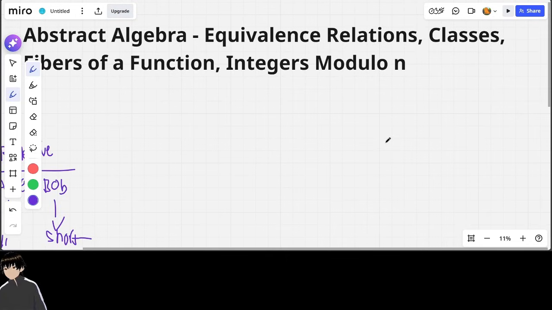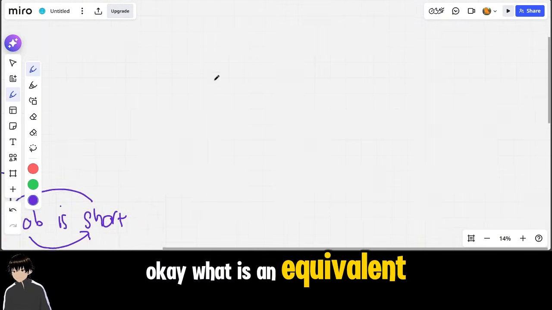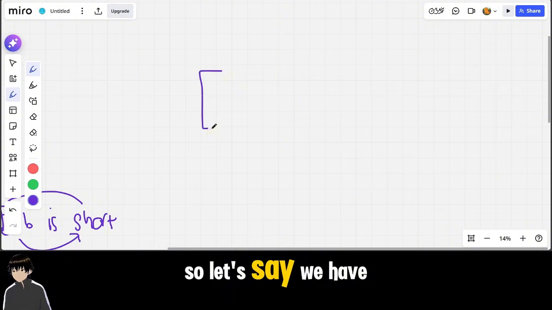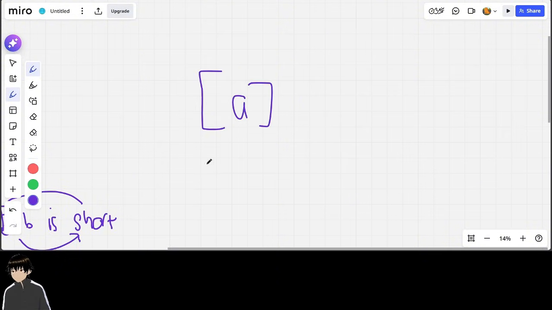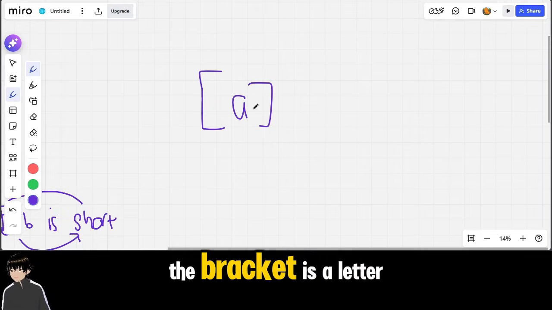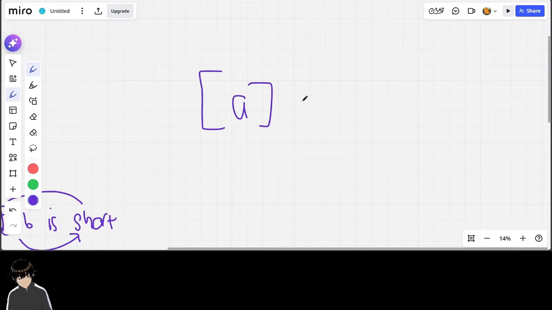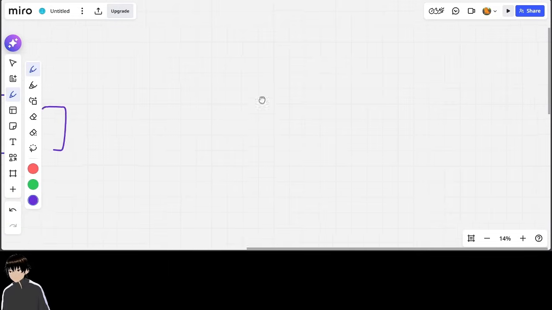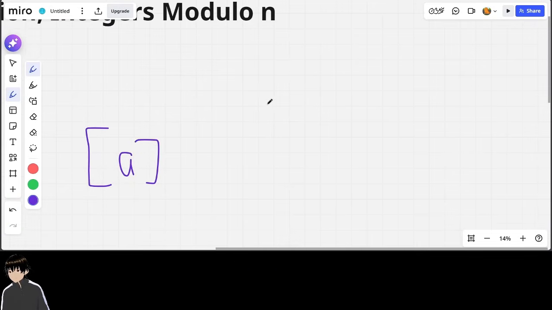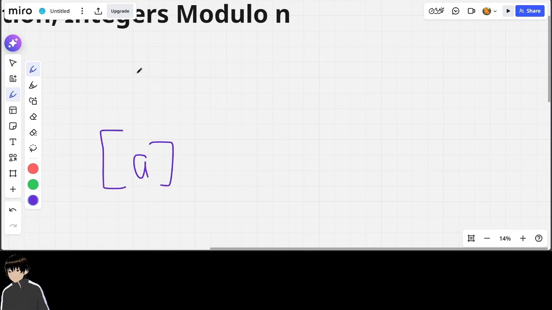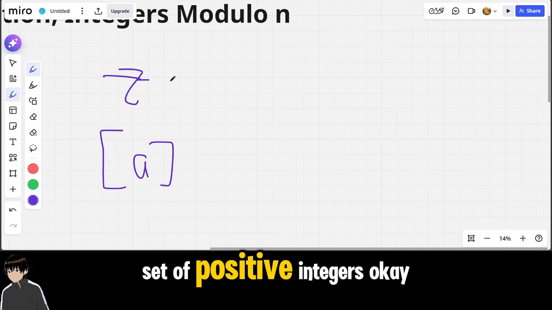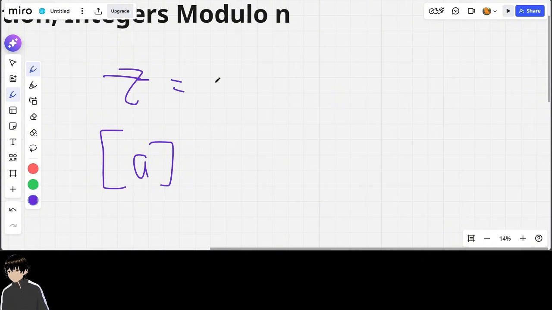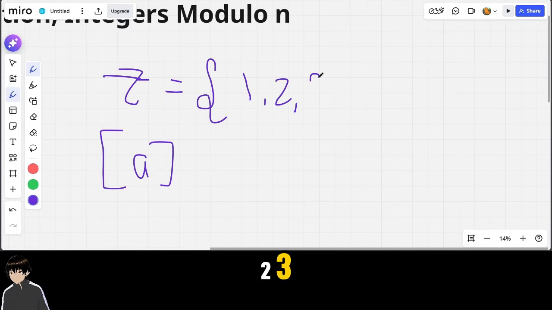So what is a class? What is an equivalence class? This is just my understanding only. Let's say we have a bracket, and enclosed in the bracket is a letter A. Let's say we have a set, a set of positive integers, so let's say 1, 2, 3, 4.